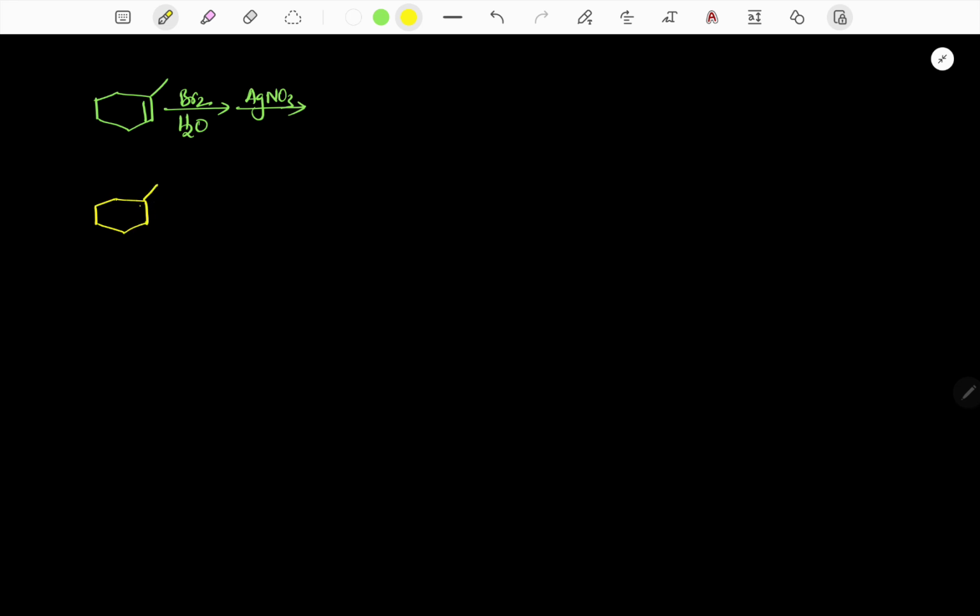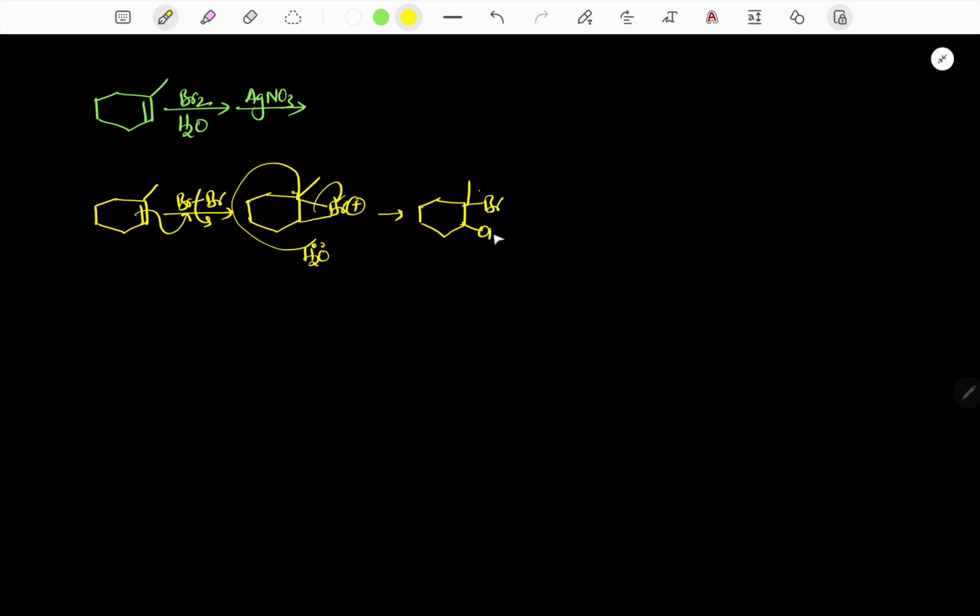Alkene treated with bromine water. So when alkene is treated with the bromine water, alkene reacts with the Br plus, and the leaving group will leave. So bromine forms a 3-membered ring. Now it reacts with the most available nucleophile at the tertiary carbon. Finally, it gives the corresponding product like this. So this overall reaction is anti-addition.